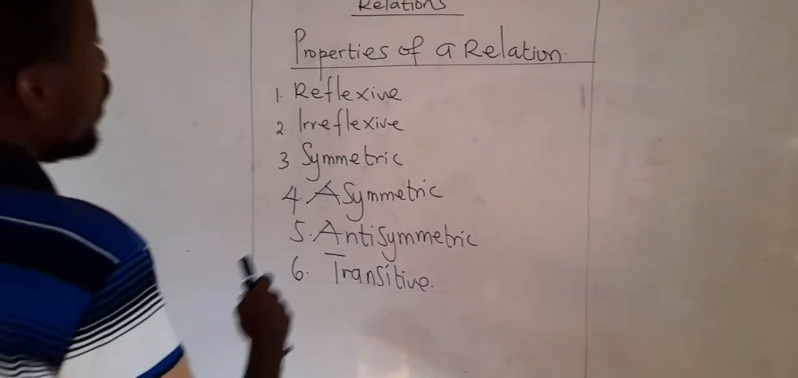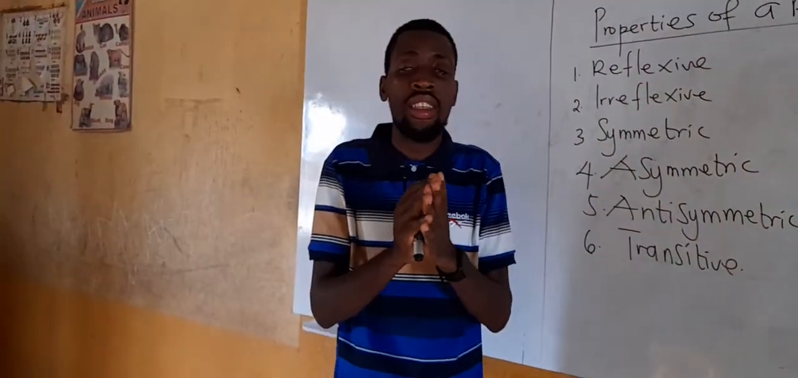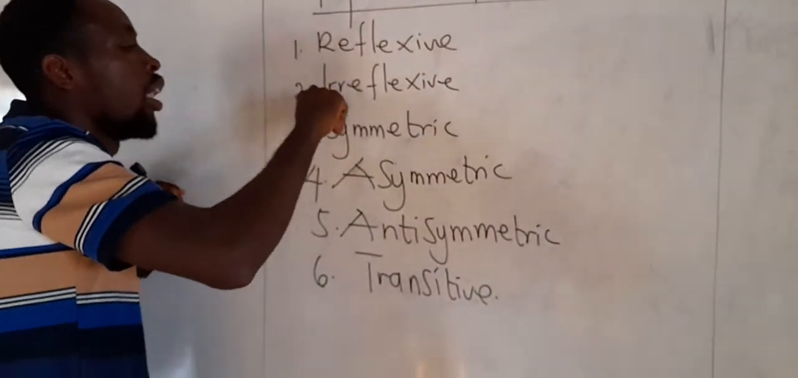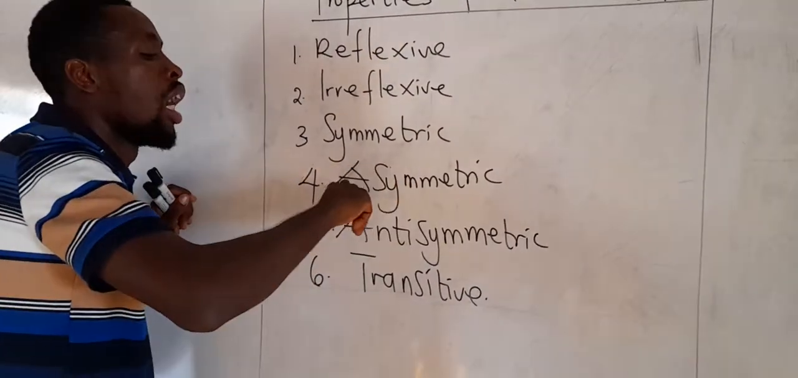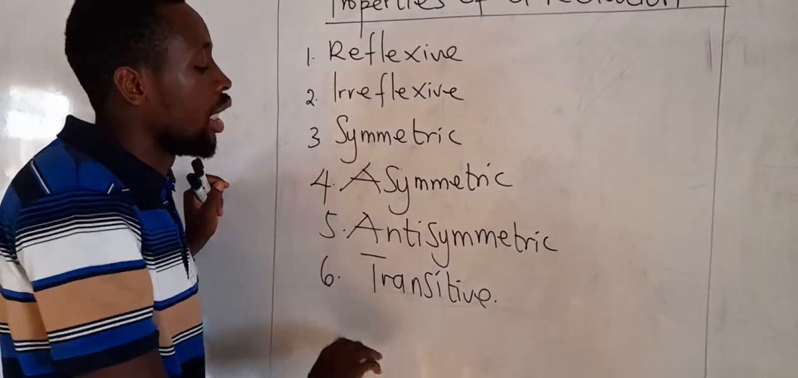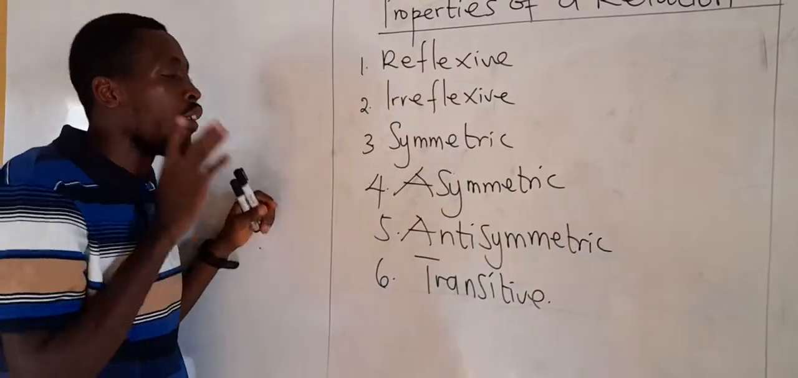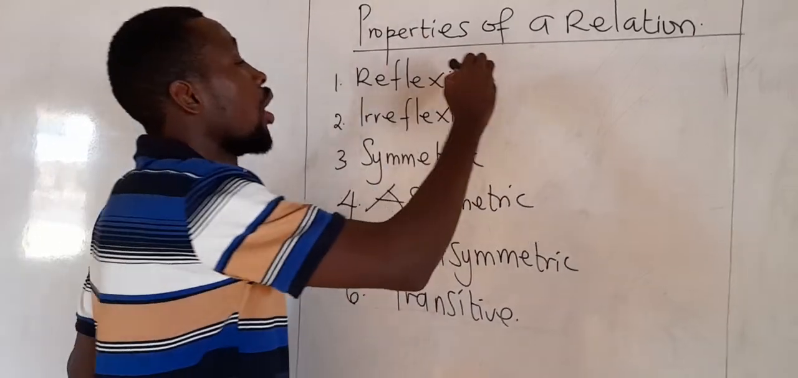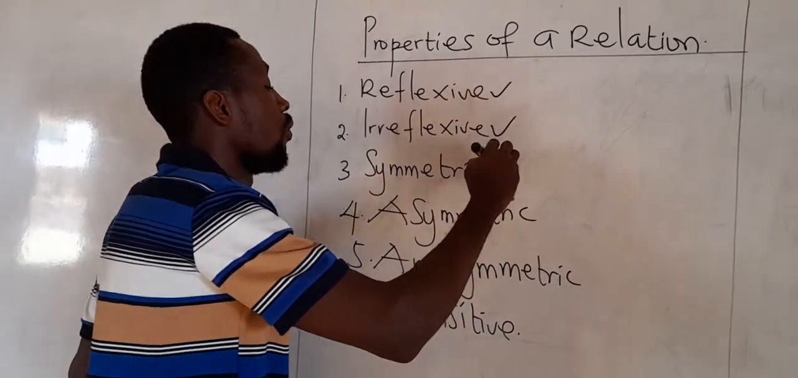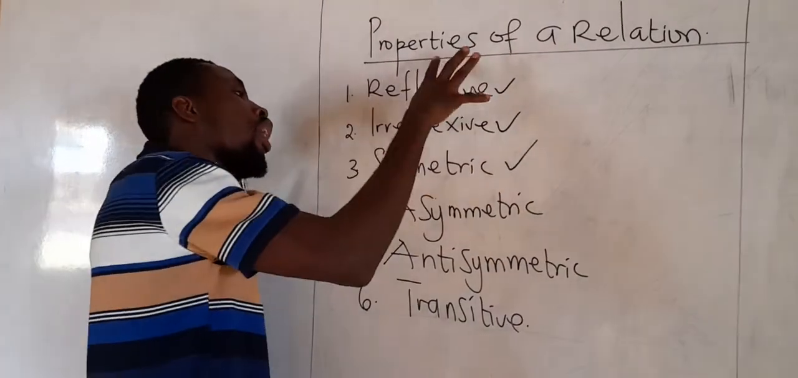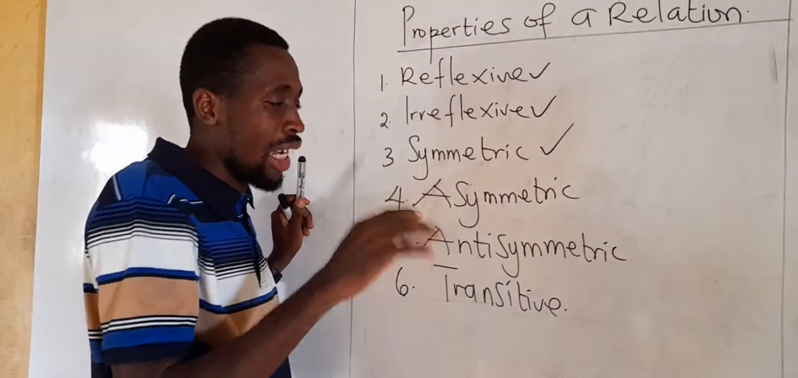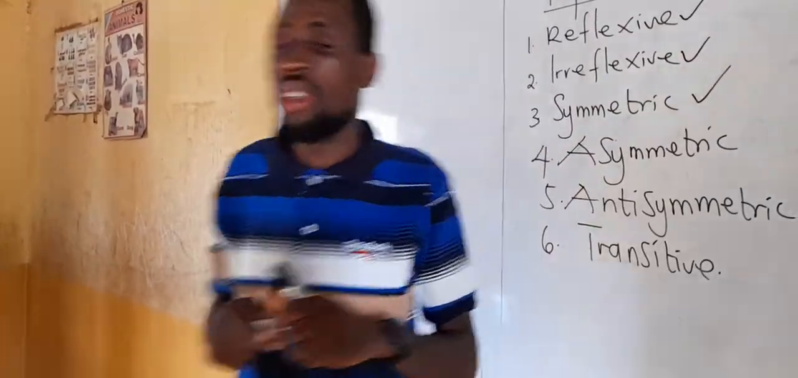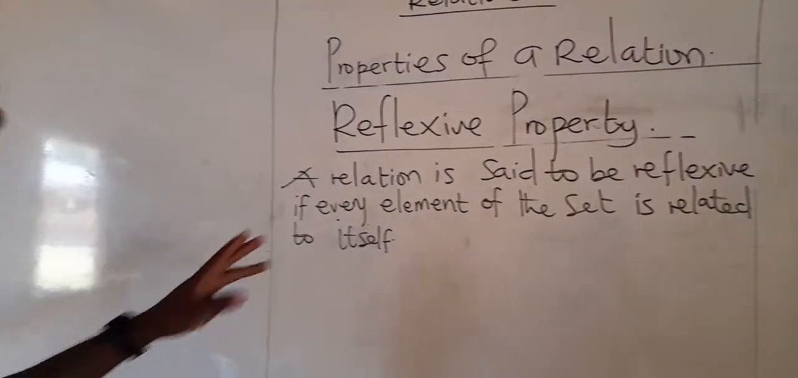So generally, the properties of a relation defined on a particular set are six. A relation will either be reflexive, irreflexive, symmetric, asymmetric, antisymmetric, or transitive. So these are the properties of relations. Take a very good look at them. They are six in number. Today, before the video ends, we'll look at reflexive, irreflexive, and symmetric, each of them. We look at how to determine if a particular relation has such a property, using directed graphs as well as their matrices. So come with me.